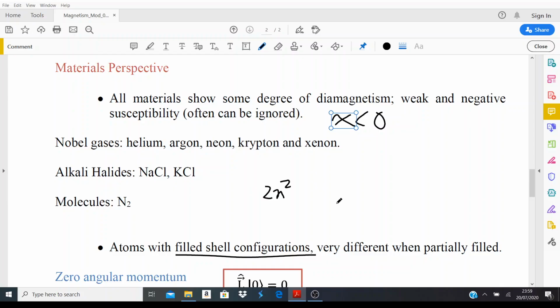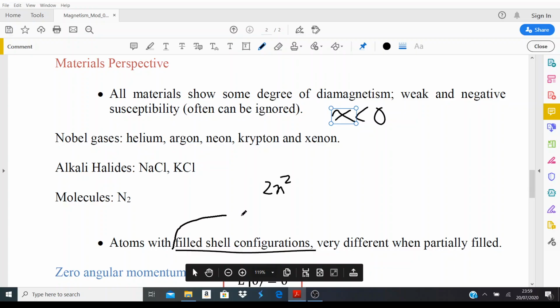these are filled shell configurations, right? And to see the diamagnetic effect, it turns out it has to be atoms or ions, it doesn't matter. For example, sodium plus, right, it means you strip off one of the electrons. So the ion itself is a closed shell configuration. So whether it's an atom like a noble gas or an ion, the central point is that to observe diamagnetism, the atom or the ion should be in the filled shell configuration. So this condition usually is good to study diamagnetism, right?